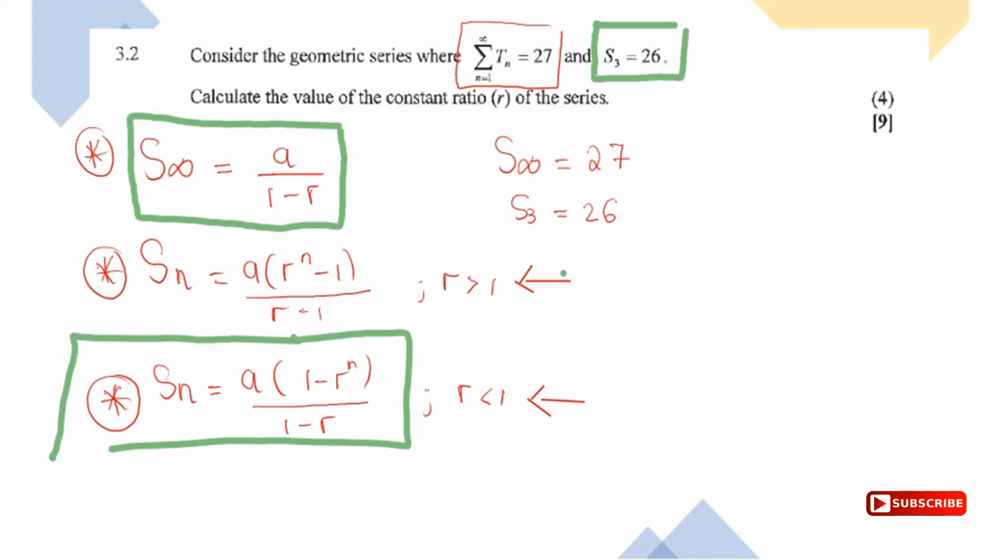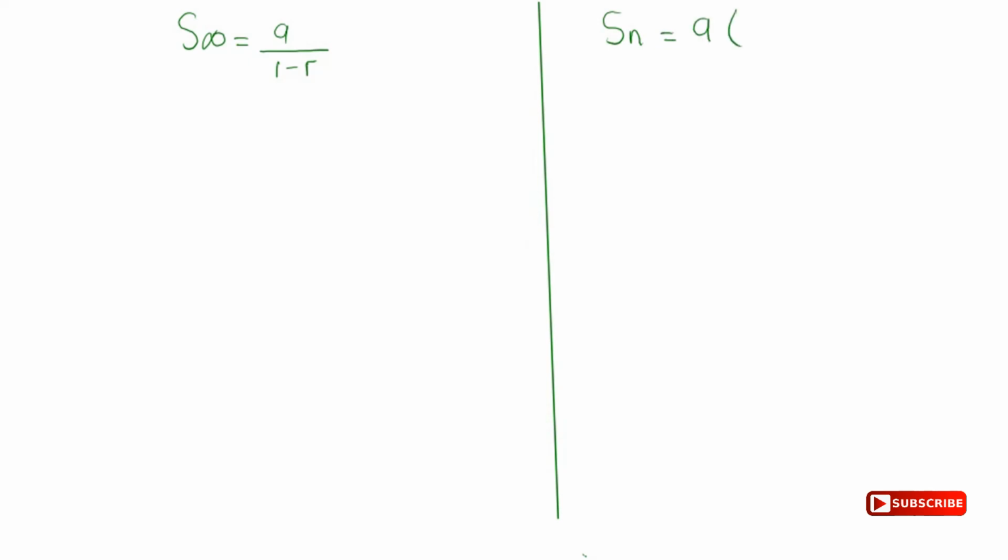Let us substitute all the values we are given into these equations, and let's calculate the value of our r. So starting off with the first equation that I said we're going to use, I said that S infinity is equal to a over 1 minus r, right? And the other equation that we are going to use is Sn, which is equal to a(1 minus r to the power of n) all over 1 minus r. So we were told that our S infinity is equal to 27, and that our S3 is equal to 26, right?